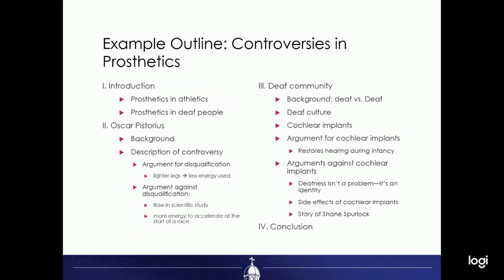Another example of an outline I've done, this was for Controversies in Prosthetics. So this was a little bit different and more involved. I had basically athletics and the deaf community. So two very different controversies. This one having to do with, are there advantages for people who have artificial limbs? And this one focused on how cochlear implants can rob a deaf person of their deaf identity, depending on how you see it.